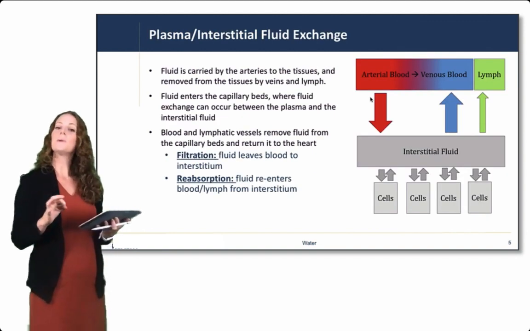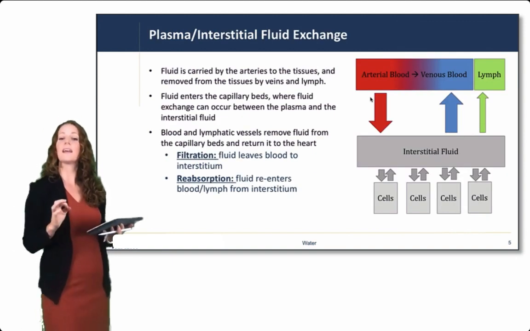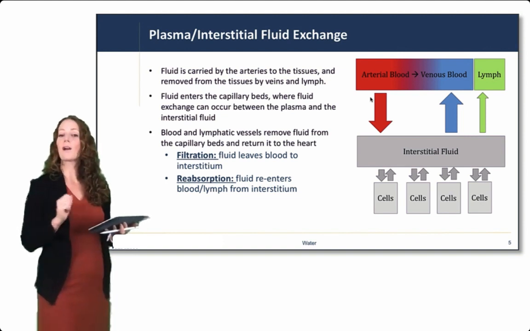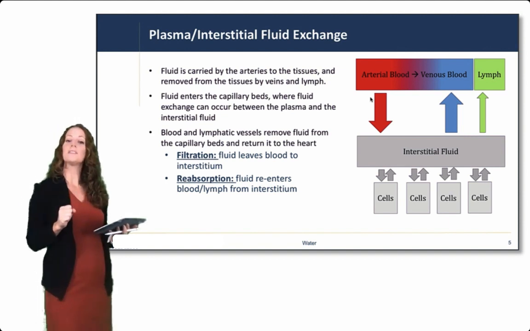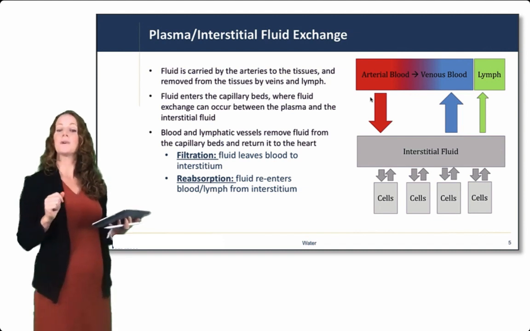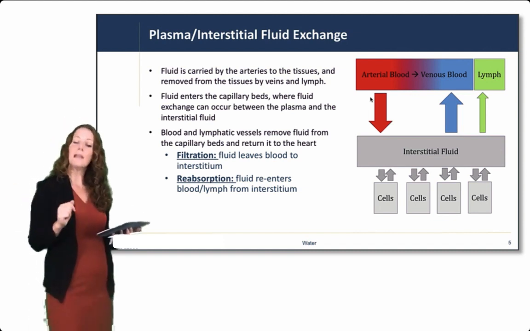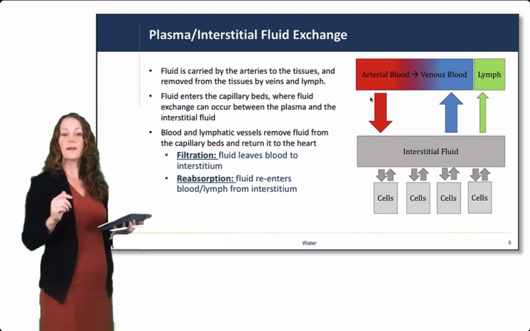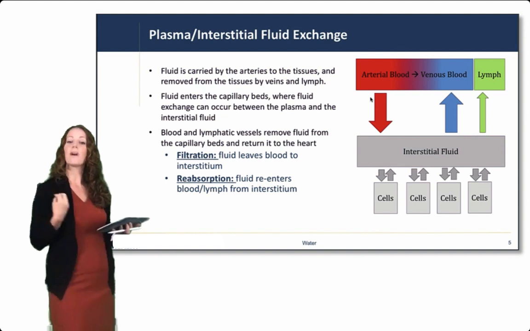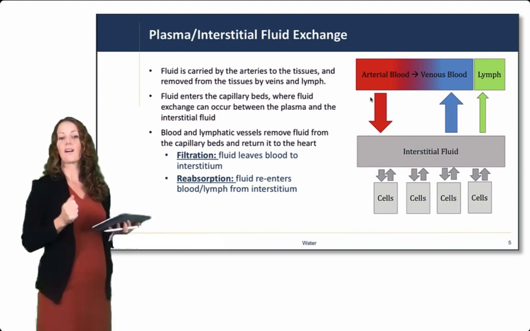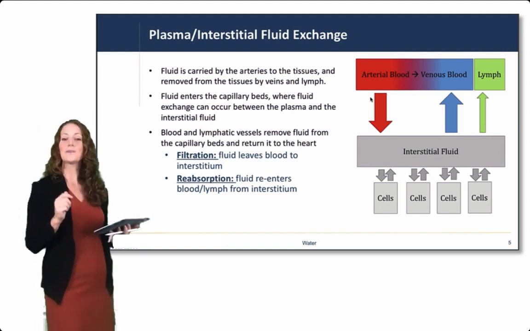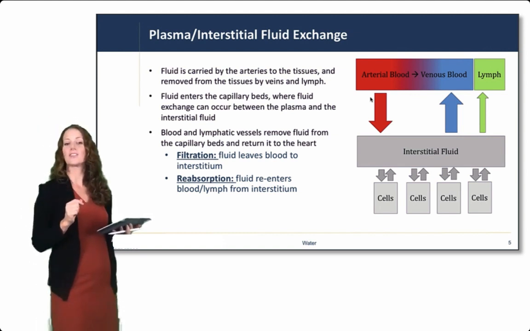There is exchange between the plasma and the interstitial fluid as well within the extracellular compartment. Fluid is carried by the arteries to the tissues and removed from the tissues by the veins and the lymphatics. Fluid enters the capillary beds where fluid exchange can occur between the plasma and the interstitial fluid. Blood and lymphatic vessels then will remove fluid from the capillary beds and return it to the heart. All of this functions if the forces and the gradients for filtration are moving in the right direction.